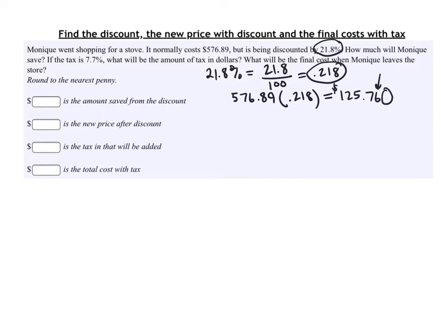Now make sure you're rounding to the nearest cent. So whatever the number was here, for this example, it was a 2. If it had been a 5 or bigger, we'd have gone up, and the 6 would become a 7. But since it's less than 5, we keep it as 76 cents. So this is how much money we save with that discount.